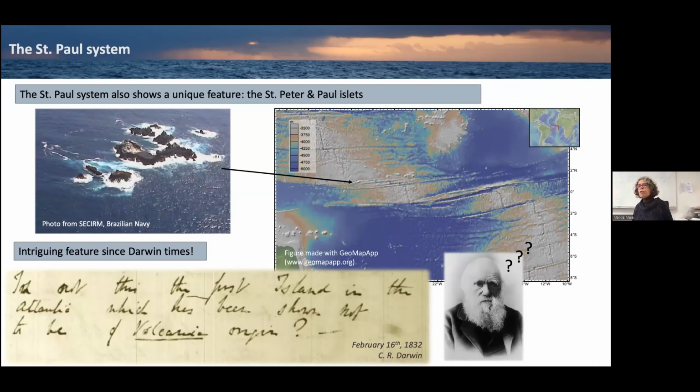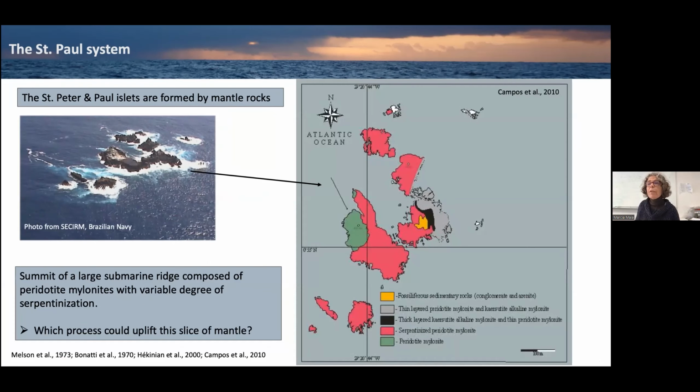St. Paul also shows very unique features, which are the St. Peter and St. Paul islets. They were first studied by Charles Darwin when he stopped there during his tour of the world, and they intrigued Darwin very much. He was the first one to say that these rocks have a completely different origin from the other volcanic islands in the Atlantic that he had been studying. And so actually they are formed by mantle rocks.